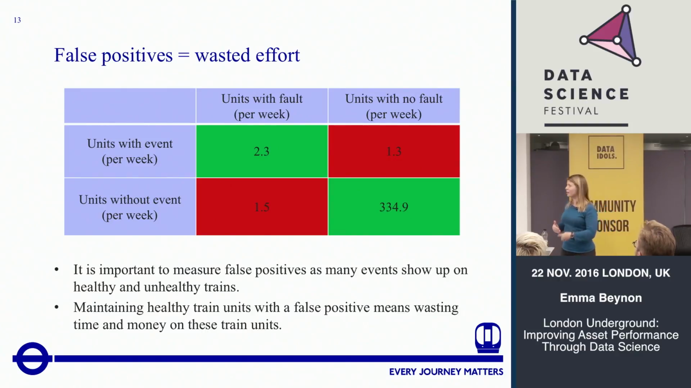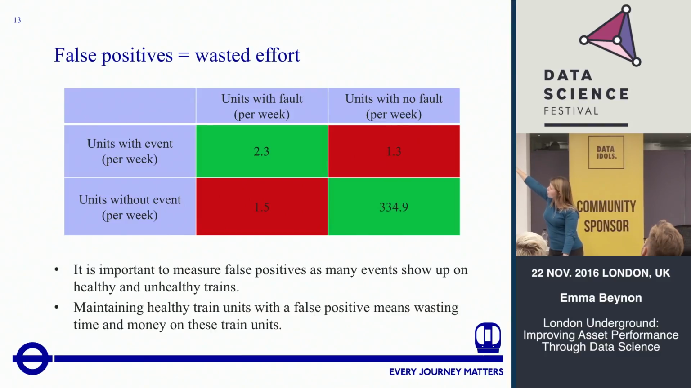What I've got here is units with the fault and then units with the event. These are your true positives, and we get 2.3. These are the things that would have failed but also have the event, so that's good. And then the green one there is also good because these are our healthy units. They don't have the event, and they also didn't have the fault.